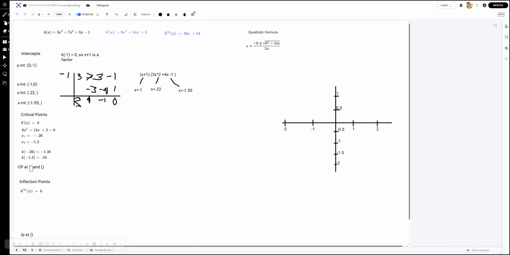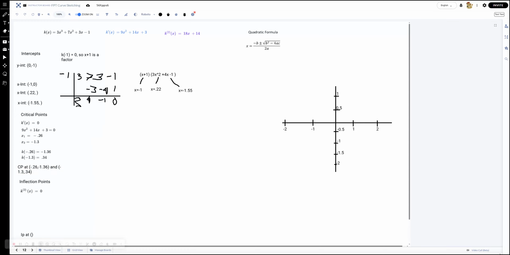We have critical points at -0.26, -1.36, and at -1.3, 0.34. So these are where our two critical points are.